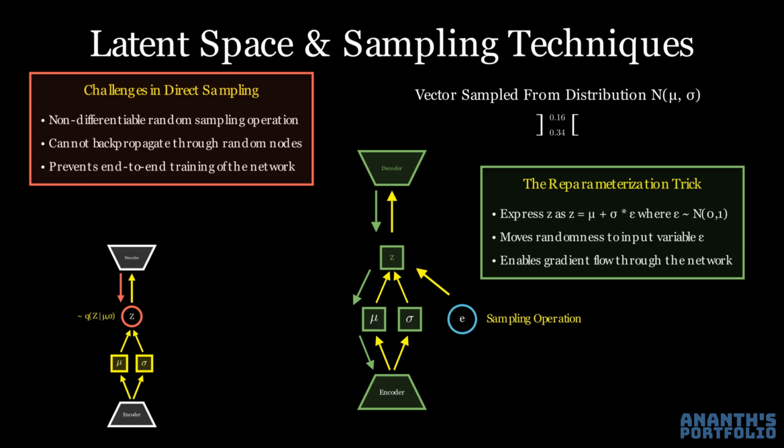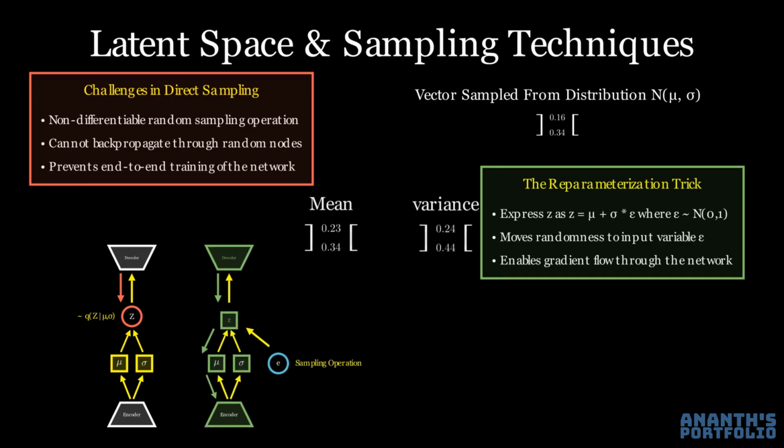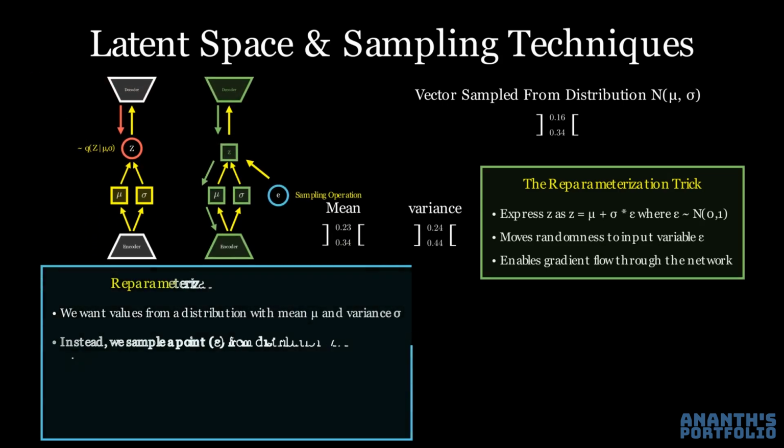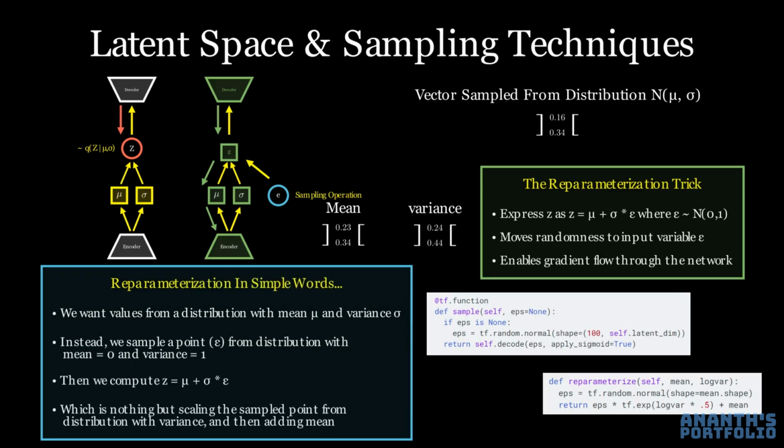In simple words, reparameterization can be thought of as a clever way to handle randomness while keeping things smooth for learning. Instead of directly picking a random point from a distribution with mean mu and variance sigma, we first take a random number epsilon from a simpler, standard normal distribution, with mean 0 and variance 1. Then, we transform this point using the formula z equals mu plus sigma asterisk epsilon. Think of it as stretching and shifting the random point to match the desired shape of our distribution. This trick keeps the randomness separate from the learnable parameters mu and sigma, allowing us to compute gradients and train the entire model smoothly.